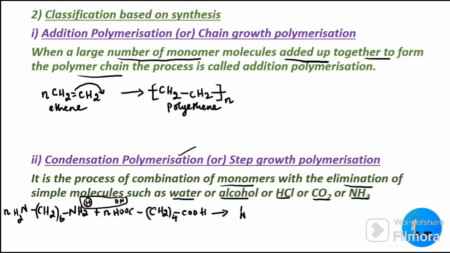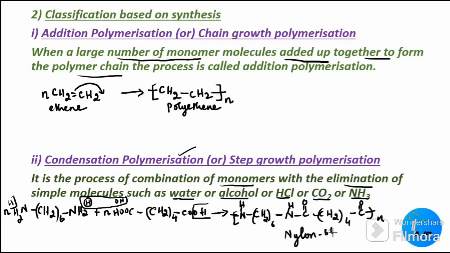The structure is: open bracket, NH, (CH2) 6 times, NH, C double bond O, (CH2) 4 times, C double bond O, close the bracket, n times. See here, what happens: there will be elimination of a water molecule. Here this OH will go, and here one hydrogen will go. So we'll finally get nylon 6,6.